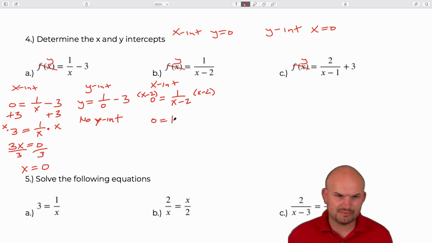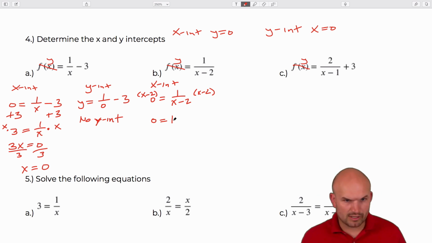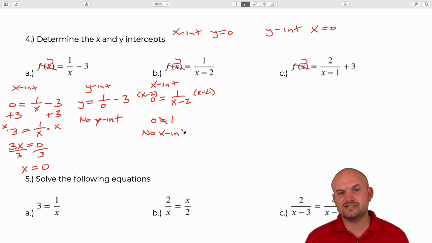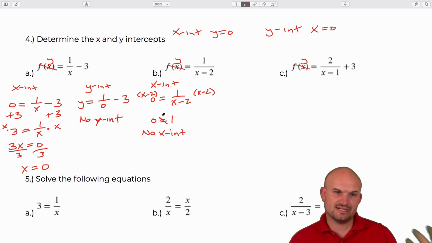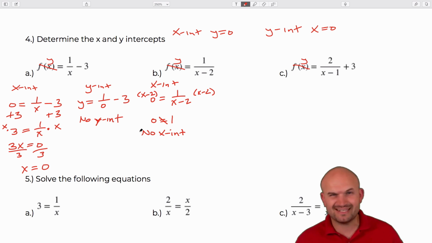Now again, here comes up an interesting thing. 0 equals 1. Well, 0 does not equal 1, right? 0 never equals 1. So therefore, that is an incorrect statement. Since in this equation, trying to solve for x produces an incorrect statement, that shows us that, just like with no y-intercept, we can also have no x-intercept. So here's an example of where there'd be no x-intercept. And again, once we look at the graphs, this will make a little bit more sense.